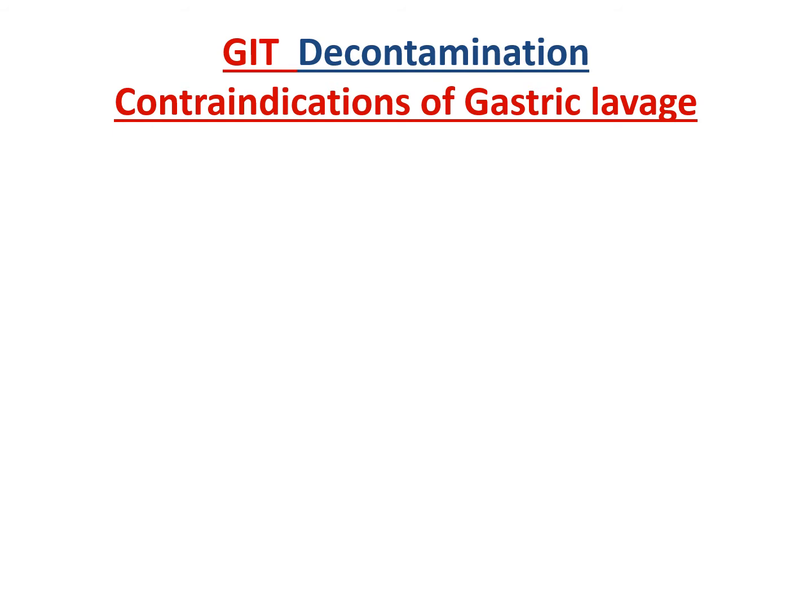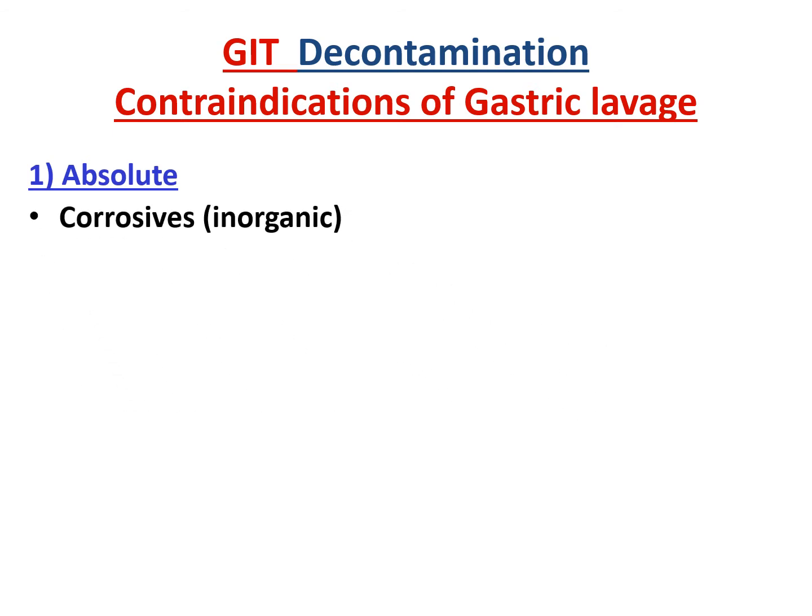Contraindications of gastric lavage can be divided into absolute and relative contraindications. Absolute contraindications means never to use gastric lavage in these conditions, like inorganic corrosives, where these corrosive agents are strong and injure the tissues badly, making them friable and may lead to its perforation on administration of the gastric lavage tube.